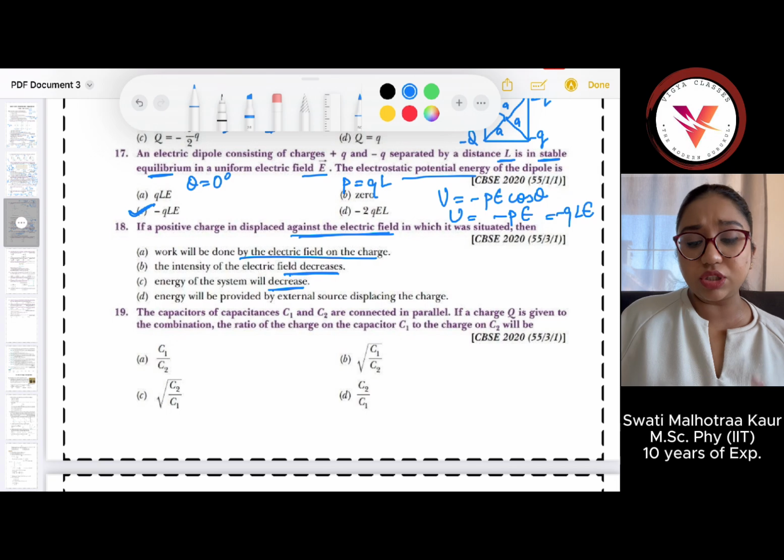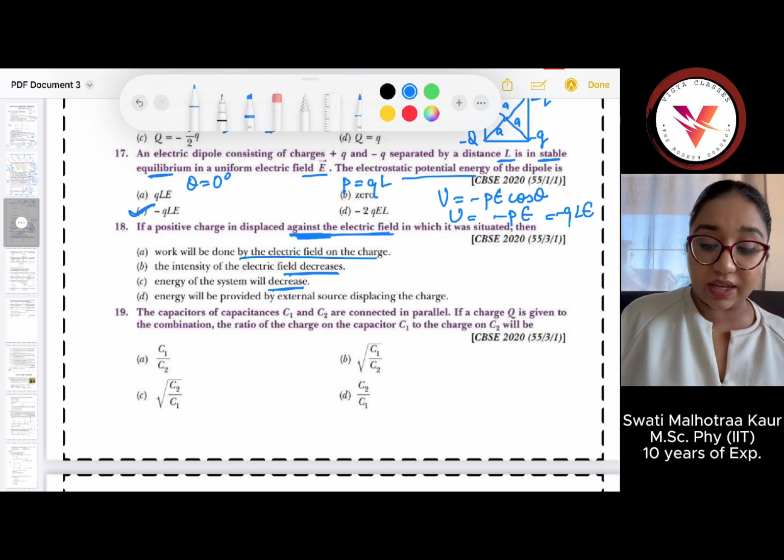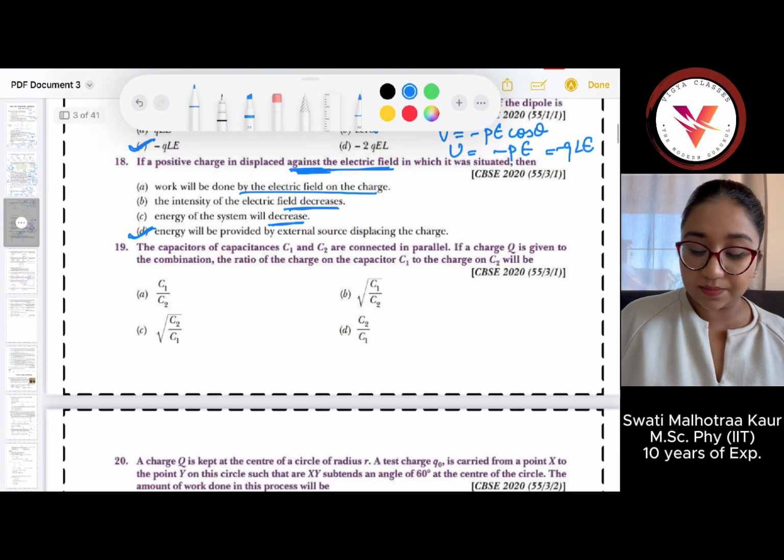No, it will increase because the potential energy increases, because the work is done against the electric field. So energy will be provided by an external source displacing the charge. Yes, since it is moving against the field, an external energy is required. So D is the correct one.